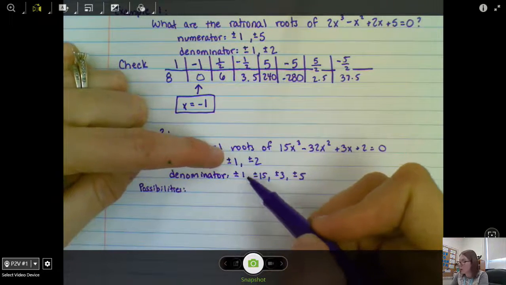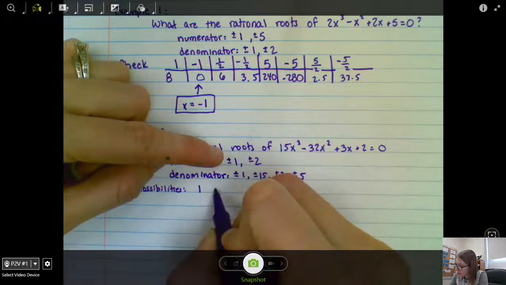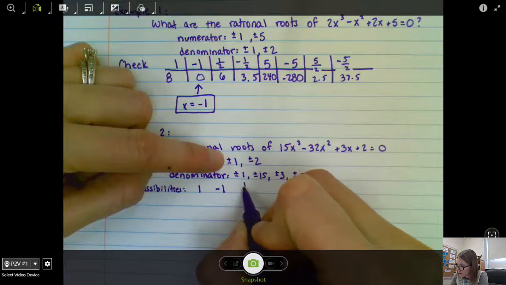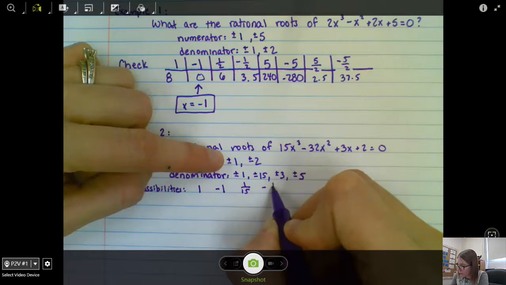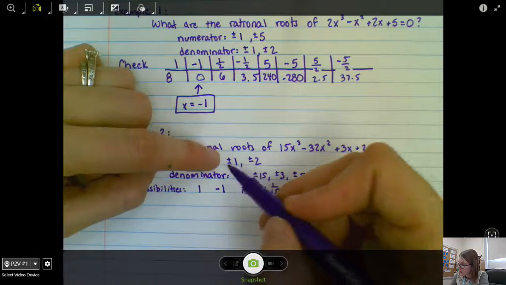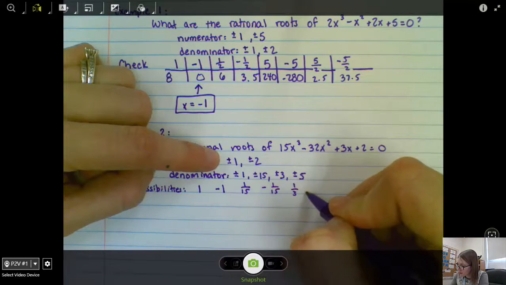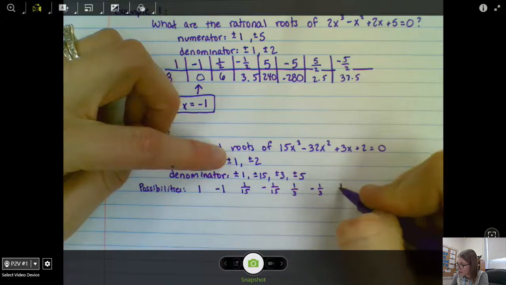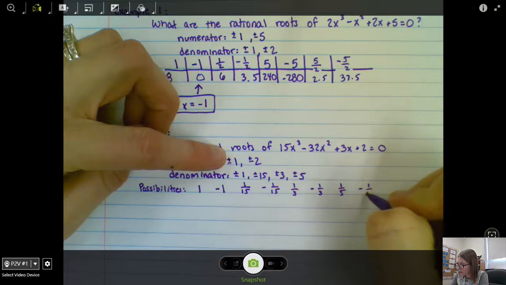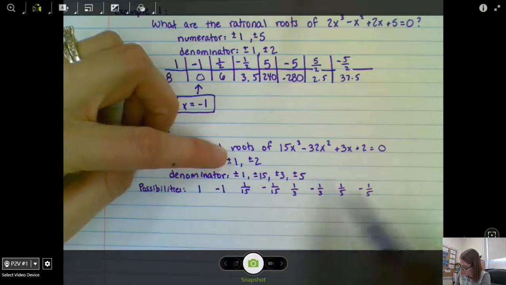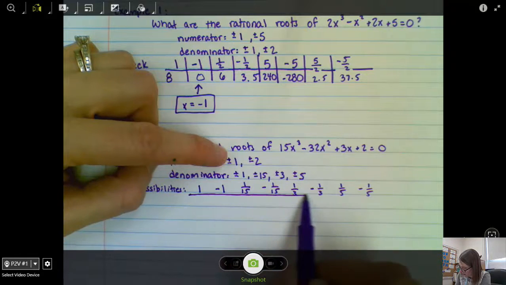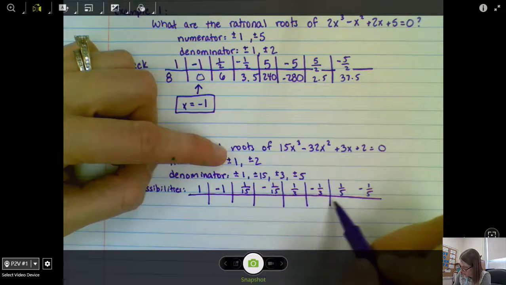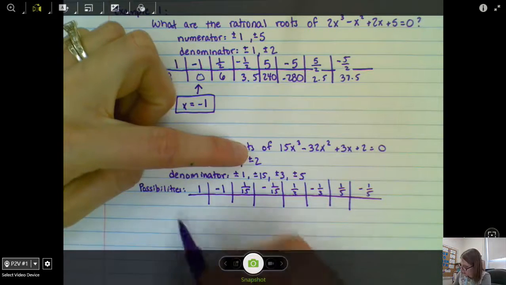Okay, I could have 1 and 1. I could have 1/15, or negative 1/15. 1/3, or negative 1/3. 1/5, or negative 1/5. Okay, we have to check all of these. But then we also have to check if the numerator is 2. So I'm going to continue that down here.